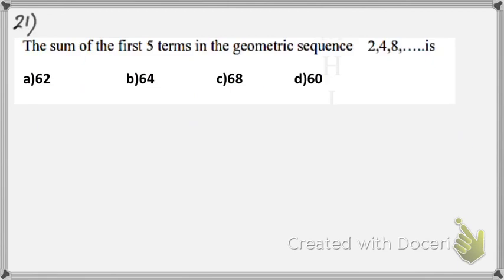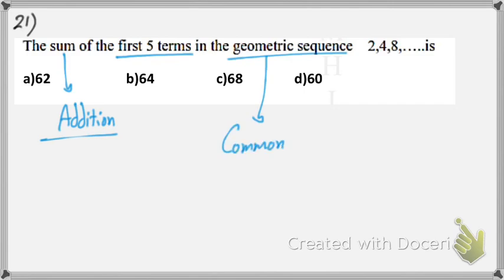Question 21. The sum of the first 5 terms in the geometric sequences, which is 2, 4, 8, and so on. Since he is asking for the sum, so I'm going to add. Geometric sequences means that I have a common ratio. What is the common ratio? The number that I multiply or divide each time. Let's think. From 2 to 4, I multiplied by 2. And from 4 to 8, I also multiplied by 2. So what is the common ratio? It's 2.